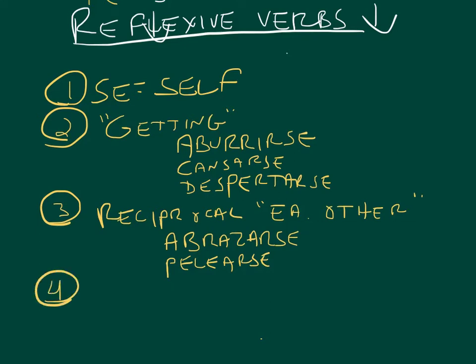And the fourth one is idiomatic. Do you guys know what idiomatic means? It means it is because it is. That's just it. There's no rhyme or reason to it. It's just the way people talk. That's how it is. Okay? So now let's look at some examples.